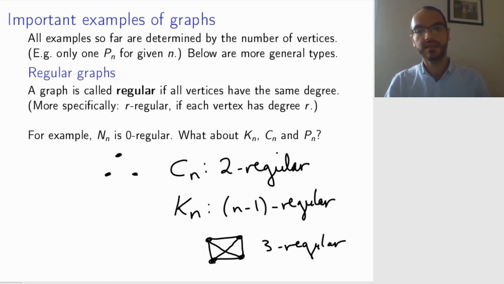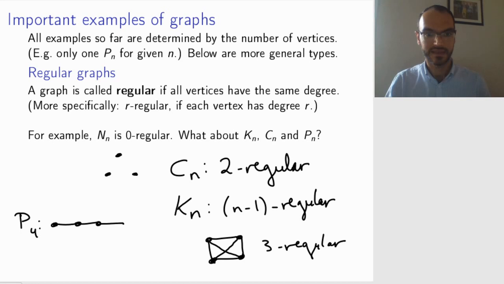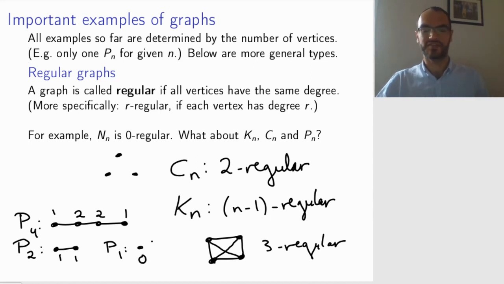What about Pn? Well, in general, let's look at maybe P4. So this is not regular because these two vertices have degree 2, while these two vertices have degree 1. So the only paths that are regular are somehow the tiny, almost trivial paths. P2 is 1 regular, and P1 is 0 regular. But these are very special cases. So in general, Pn is not a regular graph.